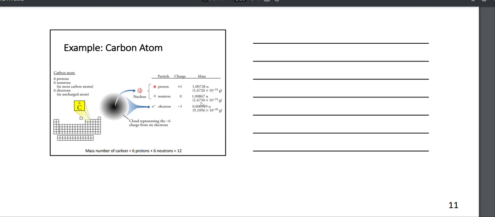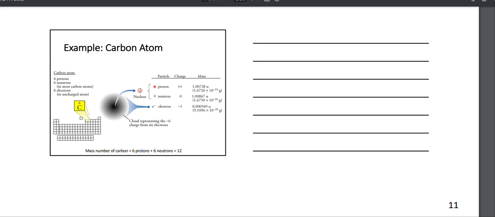Neutrons are the same. They're very small and tiny, with almost the same mass as the protons. Electrons are even much smaller. You can see 10 to the power negative 28, while the protons and neutrons are negative 24. So the electrons are even smaller in size. Okay, so the cloud represents the 6 electrons, negatively charged, that surround the nucleus in the carbon.